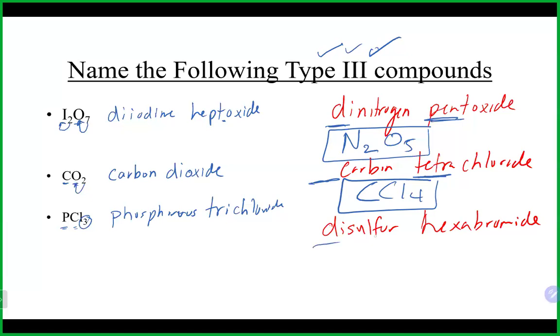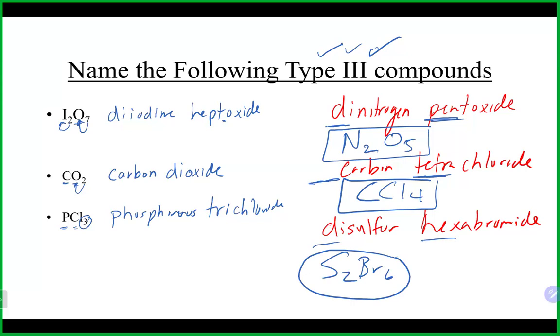Lastly here, di prefix, hexa prefix. So di is 2, sulfur is S. Hexa is 6, and bromide is Br6 in this case. Any questions on type 3?